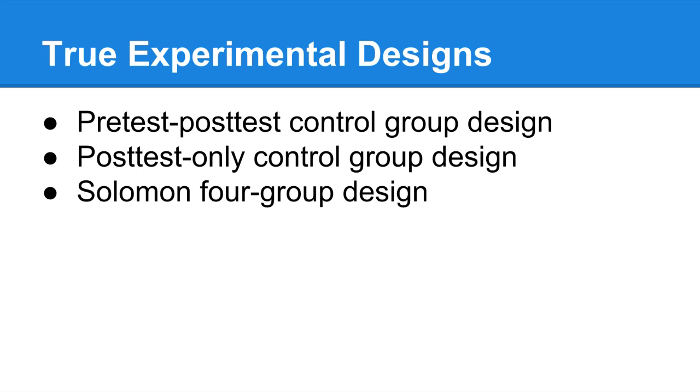The Solomon four-group design involves random assignment of subjects to one of four groups. Two of the groups are pre-tested and two are not. One of the pre-tested groups and one of the unpretested groups receives the experimental treatment. All four groups are post-tested. This design controls all threats to internal validity.